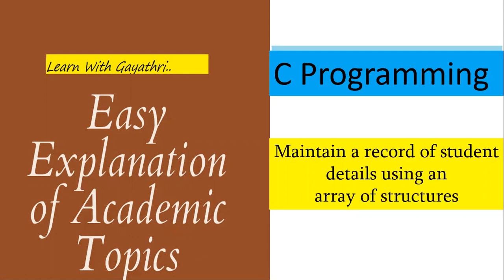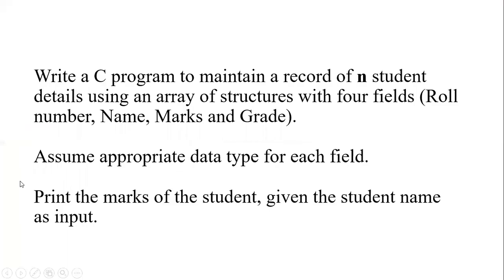Okay. So this is the question you get. Write a C program to maintain a record of n students using array of structures with 4 fields. So every student will have 4 fields: that is his roll number, his name, his marks, and a grade. Then assume appropriate data type for each field. So for every field, we'll have a data type. Roll number will be integer, name will be string, marks will be an integer again, grade will be a character.